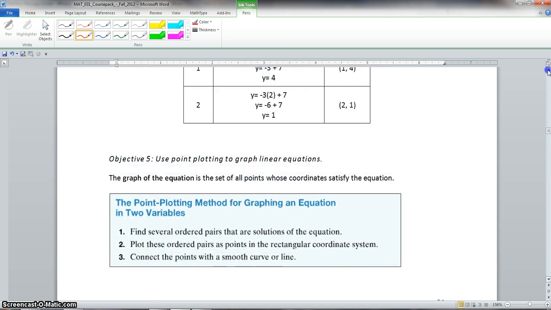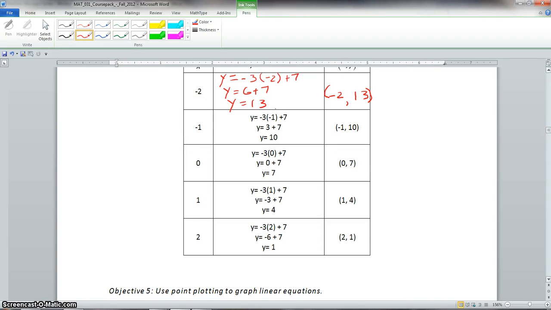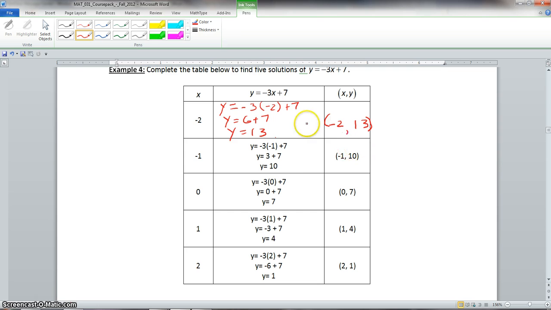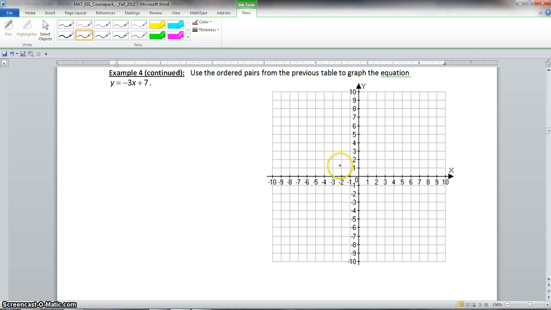And what I would suggest, I'm not sure in your course pack if the pages are right next to each other. If not, then I would suggest that you take out a sheet of paper and write down these ordered pairs to graph. Okay, now let's plot those points. Our first point is (-2, 13). So what we would do, we would start at the origin and move 2 to the left and 13 to the top. Now if you notice, we do not have 13 points here.